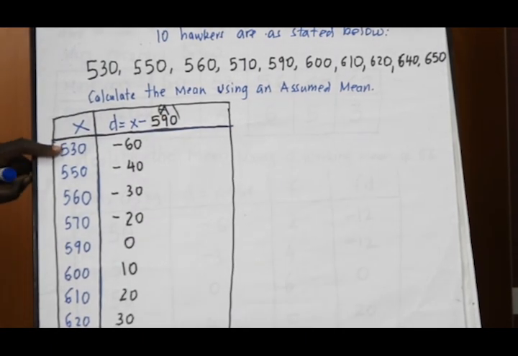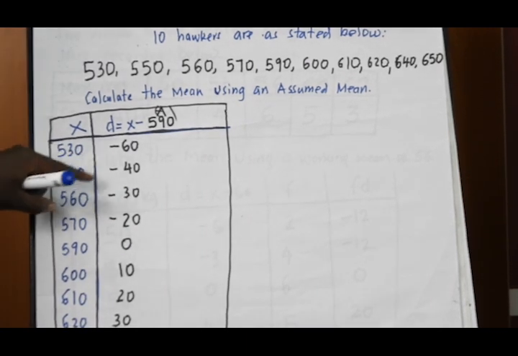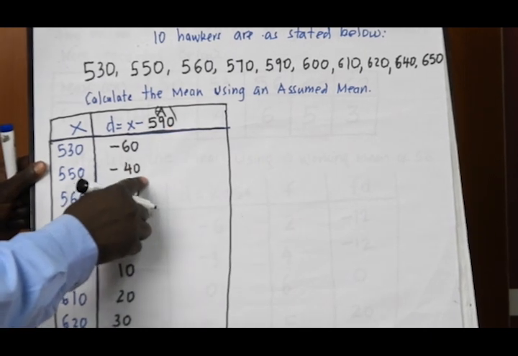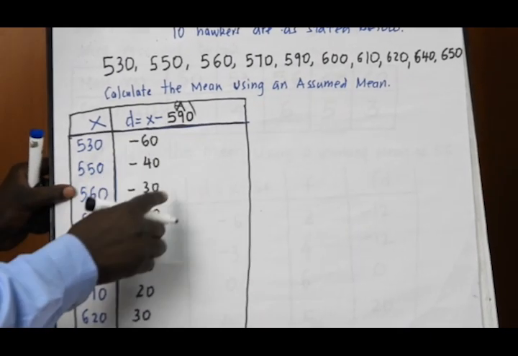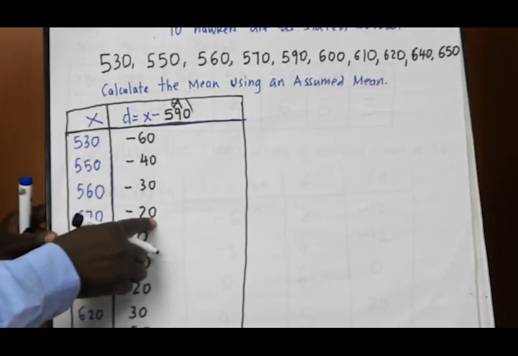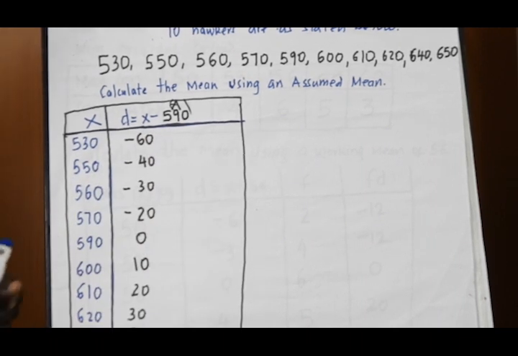So I'll take 530 minus 590. That will give us a difference of negative 60. 550 minus 590, negative 40. 560 minus 590, negative 30. 570 minus 590, negative 20. 590 minus 590, 0, and so on.